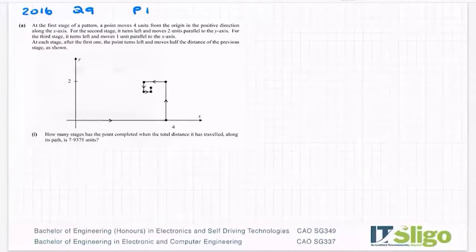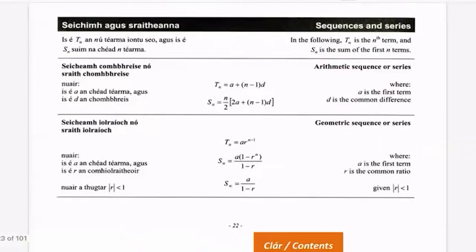My 2016 question on sequence and series from Leaving Cert higher level. At the first stage of a pattern, a point moves 4 units from the origin in the positive direction along the x-axis. For the second stage, it turns left and moves 2 units parallel to the y-axis. For the third stage, it turns left and moves 1 unit parallel to the x-axis. At each stage after the first one, the point turns left and moves half the distance of the previous stage as shown. How many stages has the point completed when the total distance it has travelled along its path is 7.9375 units?